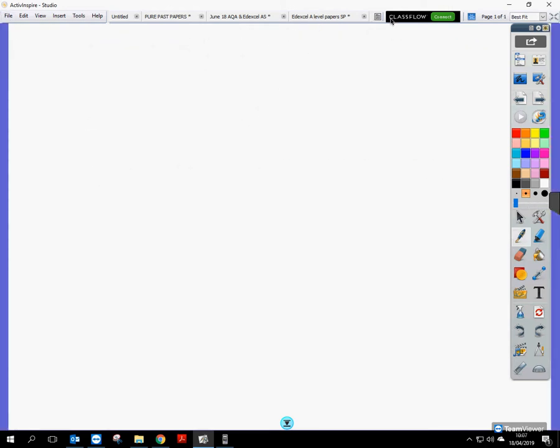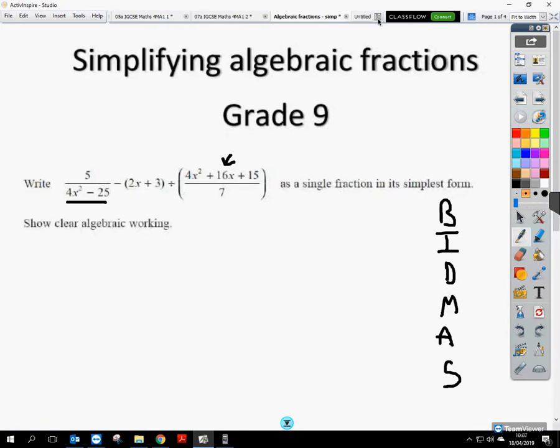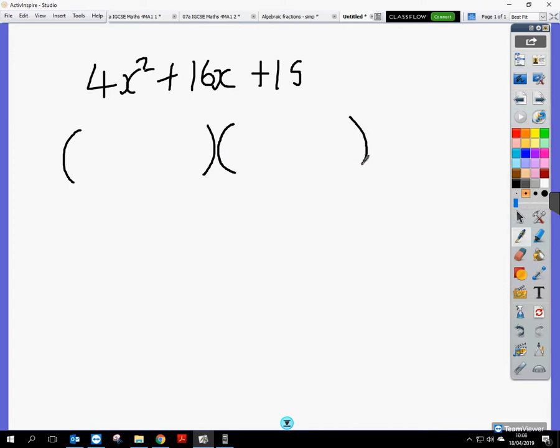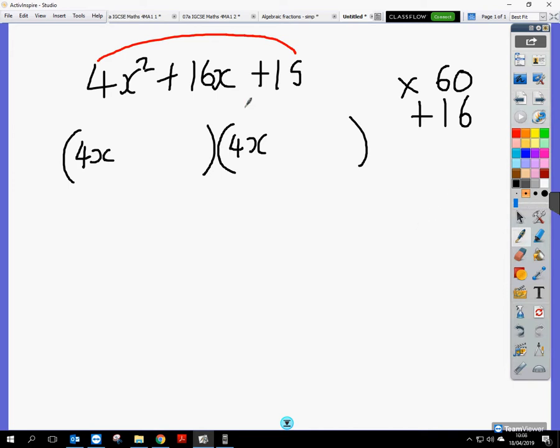So the quadratic is, let's have a look, 4x squared plus 16x plus 15. Now, the way we factorise this is we draw two sets of brackets like this, write a 4x as the first term in both. We times the first number by the last number. So we want two numbers that times to make 60, but they add to make the middle number, which is 16. And these numbers are 10 and 6.